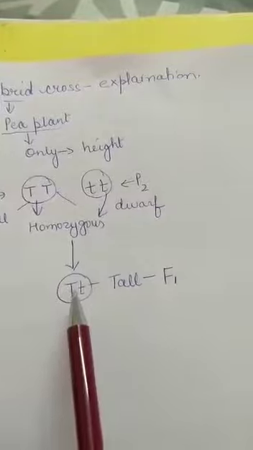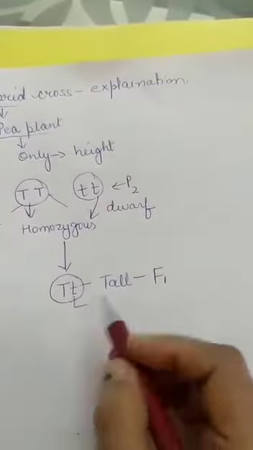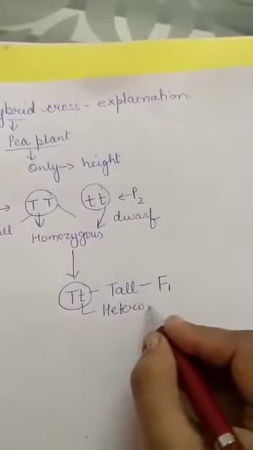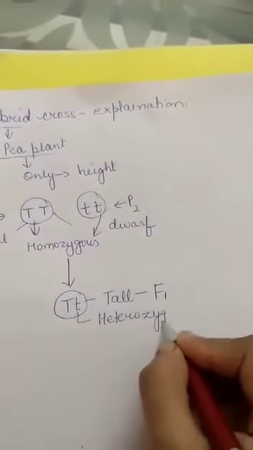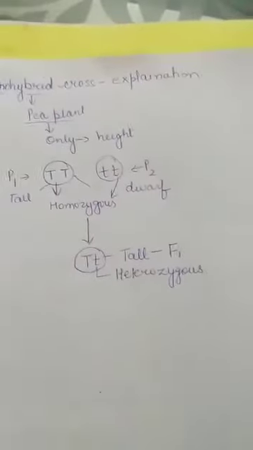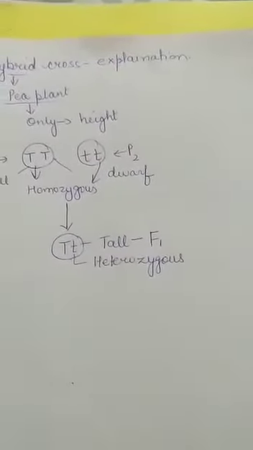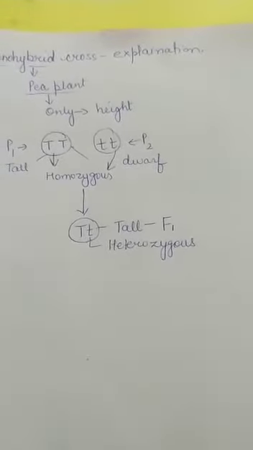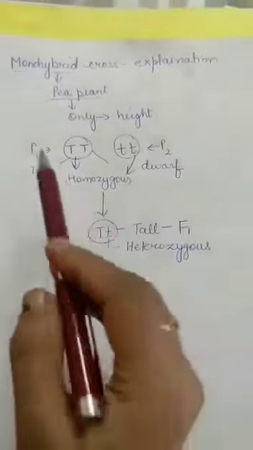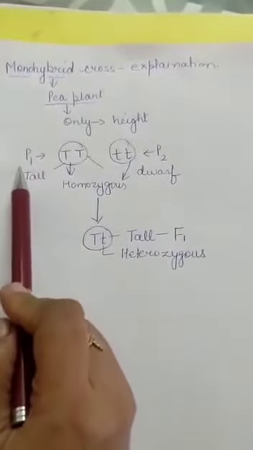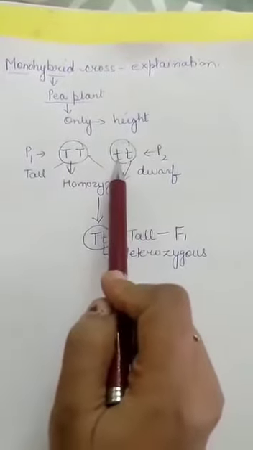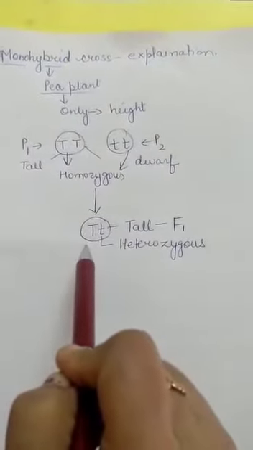Rather, they were hybrids. You can see over here, this is heterozygous tall. Although the individual is tall, it is not pure tall or homozygous tall. It is heterozygous tall. So this is the first step of the monohybrid cross. Let's revise. First step, Mendel took two parents. Parent 1 was pure tall. Parent 2 was pure dwarf. Then he made a cross between the two.